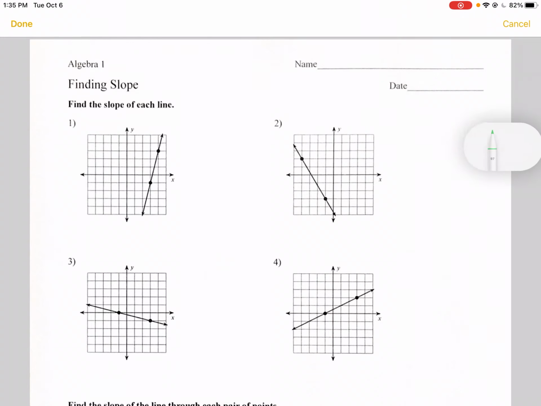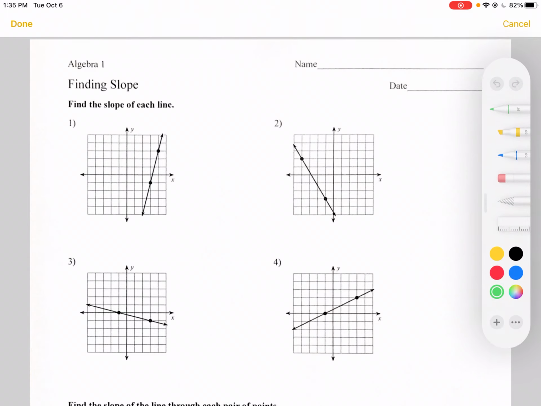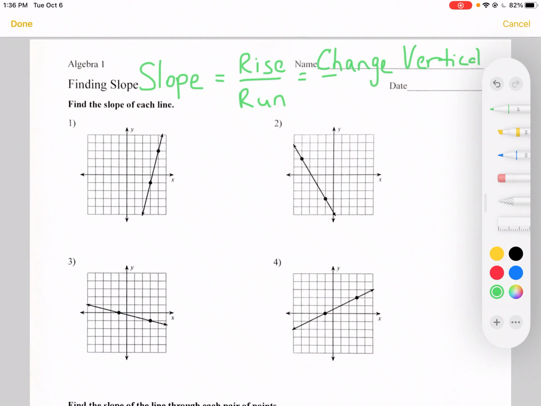So when we talk about slope, we're talking about several different things, okay? Slope is the steepness of a line. And so when we're talking about slope, we're talking about the rise over the run, and we're really just talking about the change in the vertical compared to the change in the horizontal.